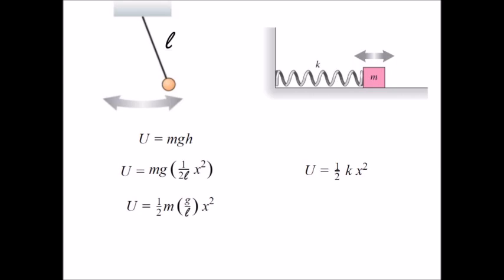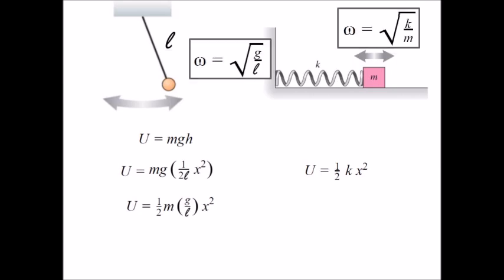That's great. The connection goes even deeper if you remember omega. Omega, there it is. That means that potential energy for an object in simple harmonic motion is 1/2 m omega squared x squared, and that's where that equation came from.